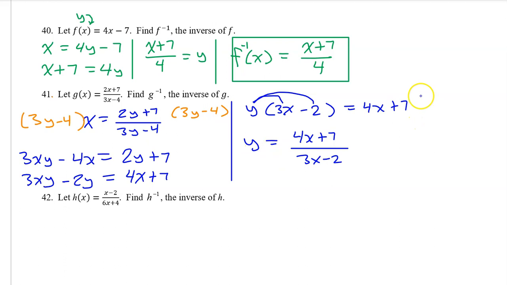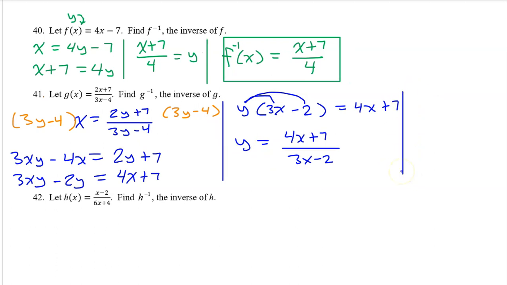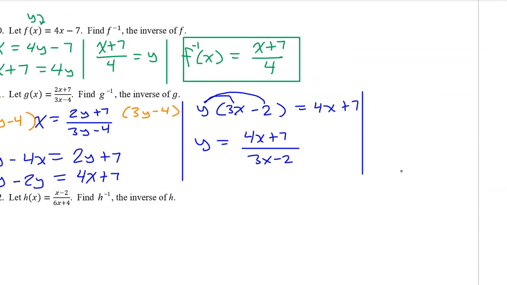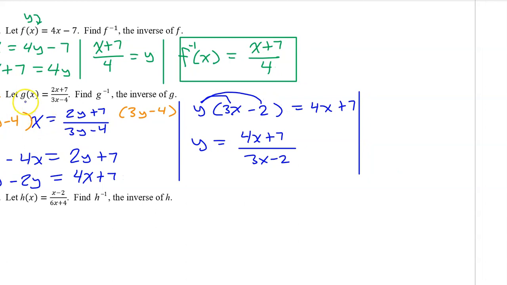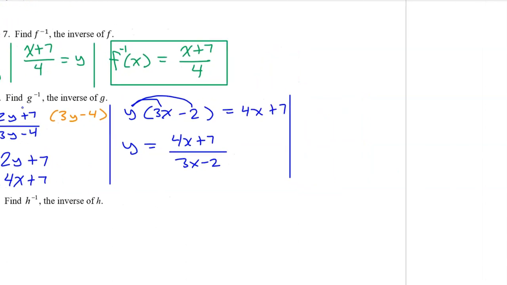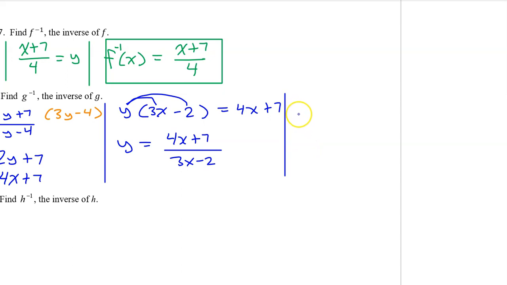All we need to do now is use proper notation. Because the original function was called g of x, we need to call the inverse function g inverse, like this. So here's the final answer. g inverse of x is equal to 4x plus 7 over 3x minus 2.